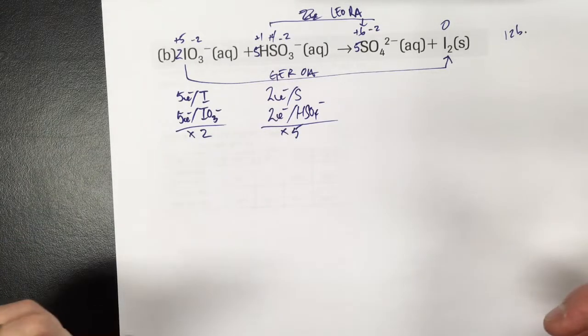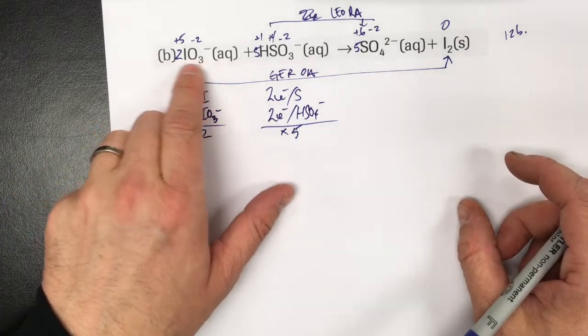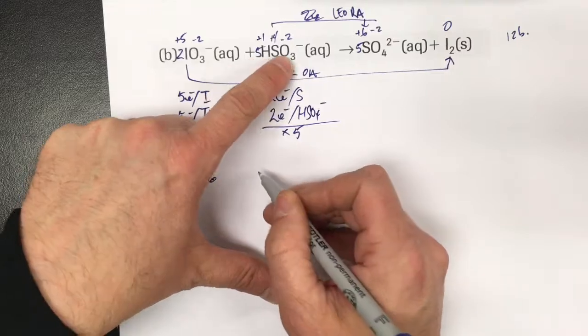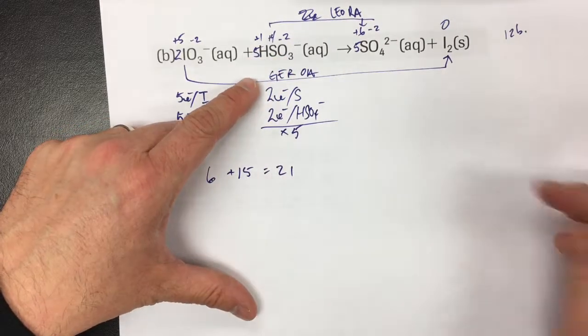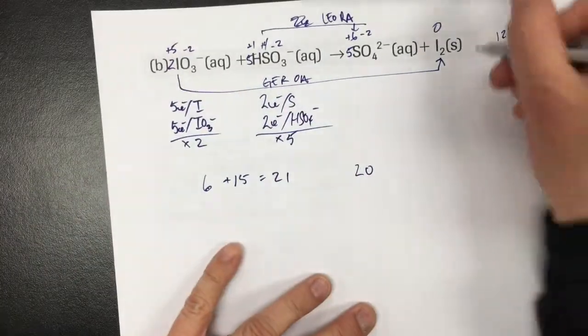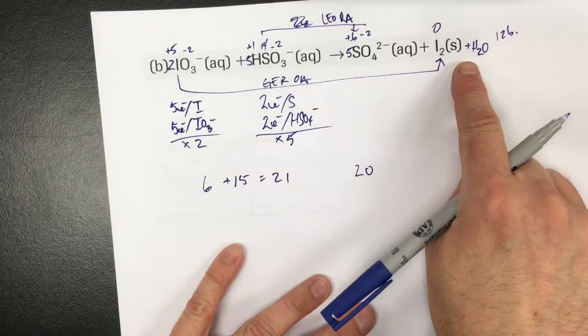I now need to balance my charge, my oxygens, and hydrogens. This side has 2 times 3, so it's got 6 oxygens, plus another 5 times 3, so 15. So we've got 21 oxygens on this side. I have 5 times 4, so I have 20 oxygens on this side. So I'm adding 1 water to this side to get to 21 oxygens.